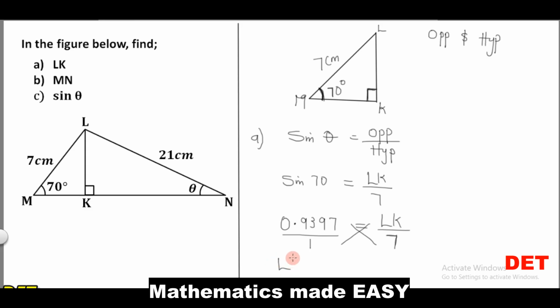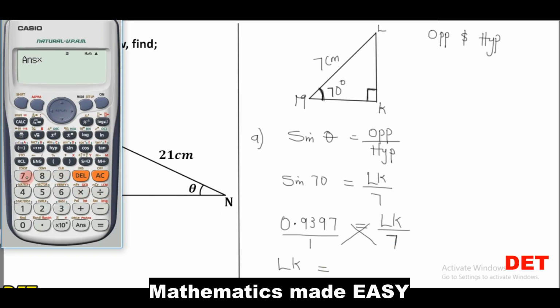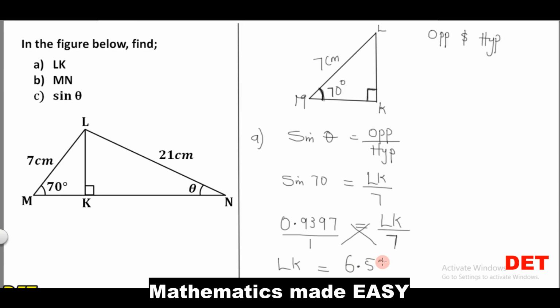LK times 1 will give you LK equal to 0.9397 times 7, which will be equal to 6.5778. So that's approximately 6.58 centimeters. So my LK is 6.58 centimeters. The distance from here to here is 6.58 centimeters. Alright, so the next thing is to find MN, and we're going to look at this in the next video.